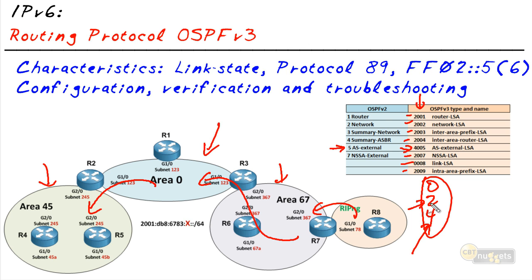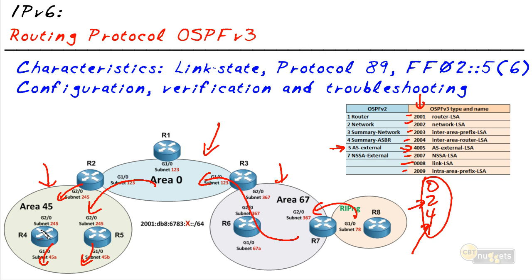An LSA that begins with a 2, like 2001, 2002, 2003, we should forward that, but only within an area. So for an example, let's say R2 is generating a router LSA for himself. So he sends it here. R4 can forward off to this segment. R5 can forward off to this segment to any neighbors that might happen to be there.